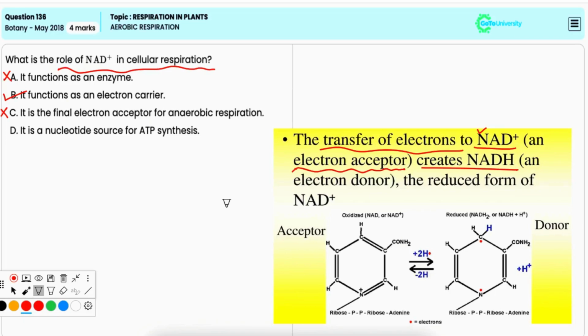Option D, it is a nucleotide source of ATP synthesis. It is also incorrect because NAD+ is not directly used as a nucleotide source for ATP synthesis. Rather, ATP is synthesized by, say, substrate level or oxidative phosphorylation. And NAD plus plays a role only in transferring electrons.